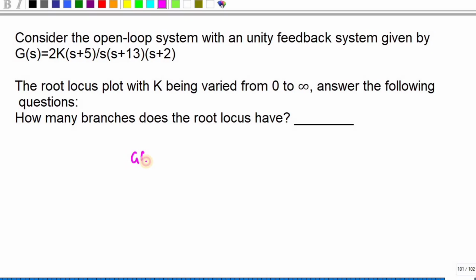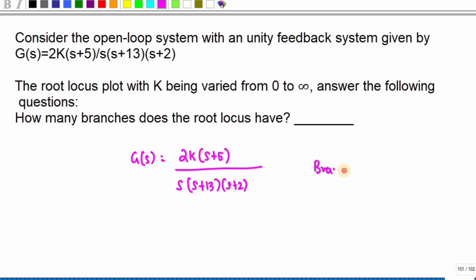So the question they have given us: consider the open loop system with a unity feedback system given by G(s) = 2K(s+5) / [s(s+13)(s+12)(s+2)]. This is a problem based on the root locus. Plot the root locus with K varied from 0 to infinity and answer the following questions. How many branches does the root locus have?